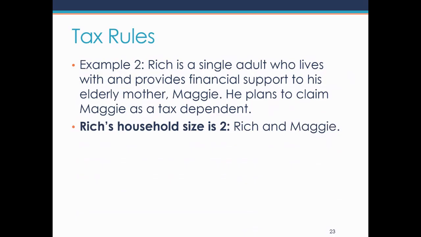First, we ask ourselves, is Rich planning to file taxes? And he is. So then we ask if he will be claimed by anyone else as a tax dependent. And he will not be. So the answer is no, which brings us to the next block: if no, include the target, which is Rich, the target's spouse, and he doesn't have one, and all of the target's tax dependents, which is Maggie, right? So Rich's household size is 2, Rich and his mother Maggie.